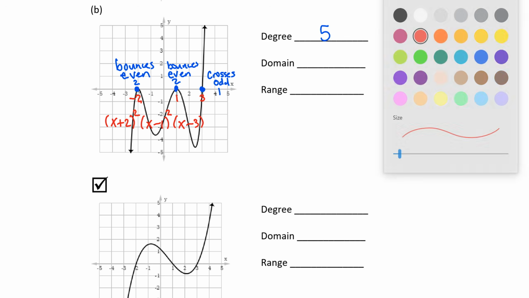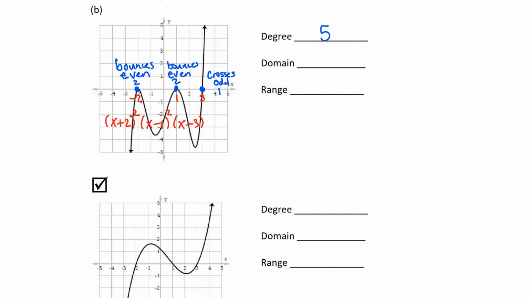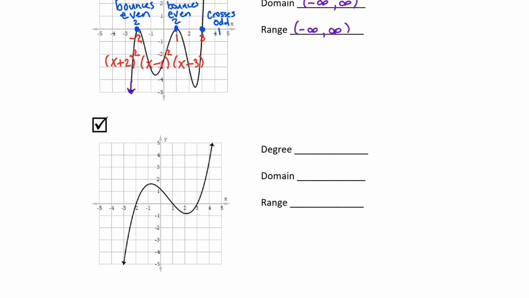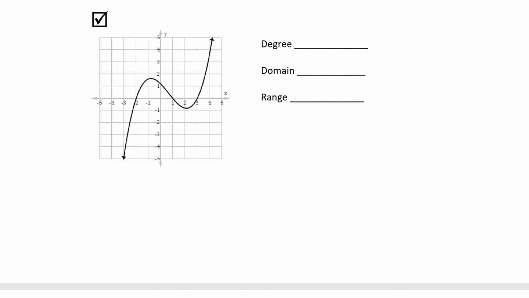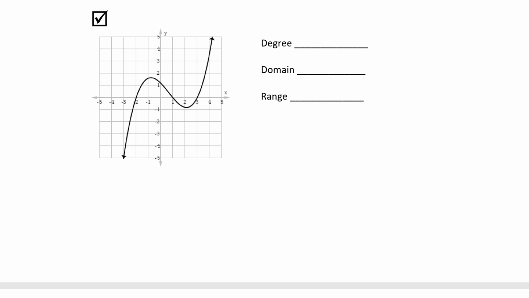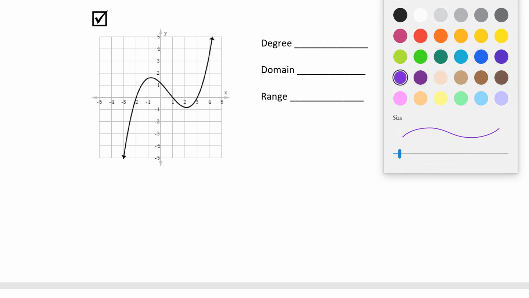So we're getting a lot of valuable information just by looking at the graph. The domain of this function is negative infinity to infinity. That's true for all polynomials. And notice there is no minimum or maximum y value, so the range is also negative infinity to infinity. Okay, on the next one, if you want to pause the video, see if you can determine the minimum degree, domain, and range, and then unpause the video and see if you get it right.